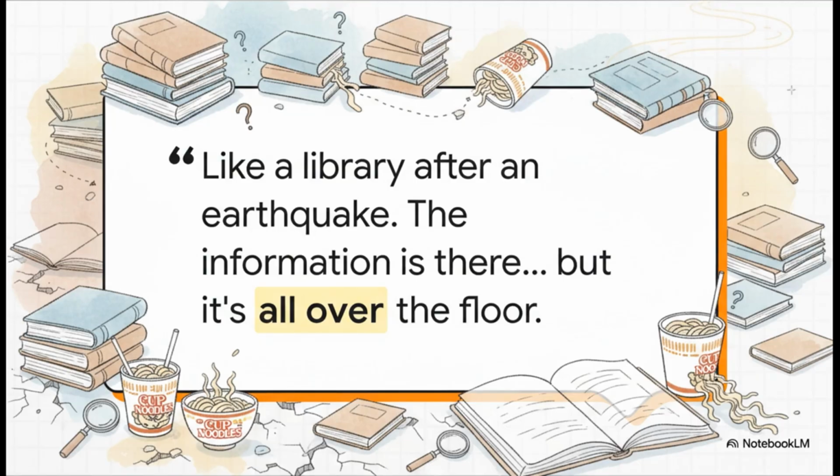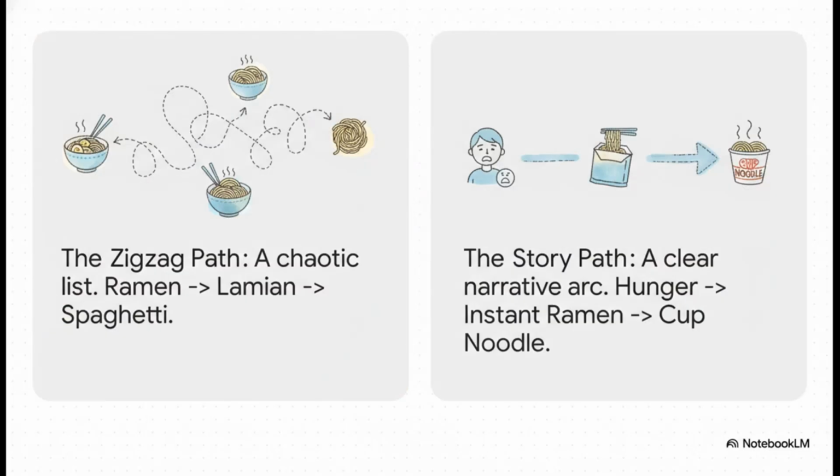But the goal of this critique is to help lift it from a list of facts into a real story. We need to stop seeing it as a listicle and start seeing it as a narrative about noodles. I think that's a perfect way to put it, because honestly, reading it feels a bit like walking into a library after an earthquake. All the information is there. It's good information, but it's just all over the floor.